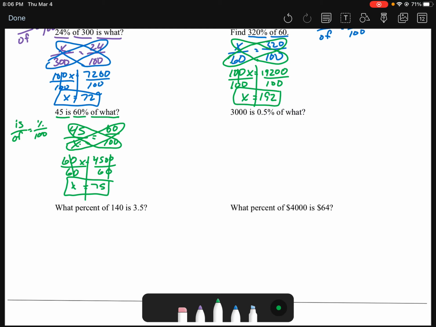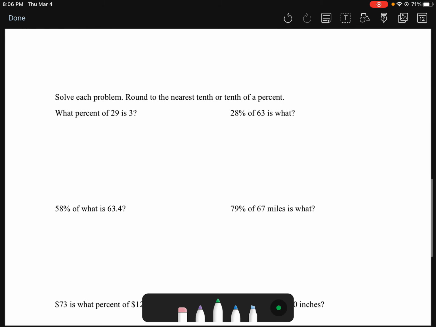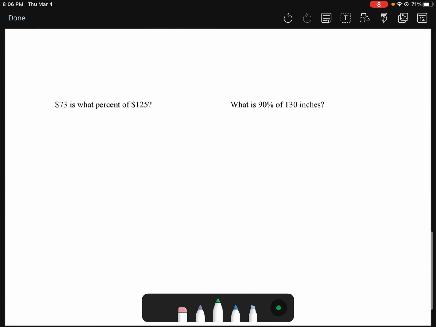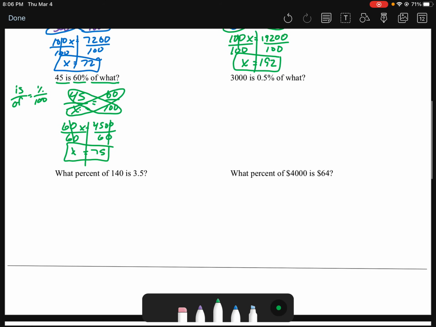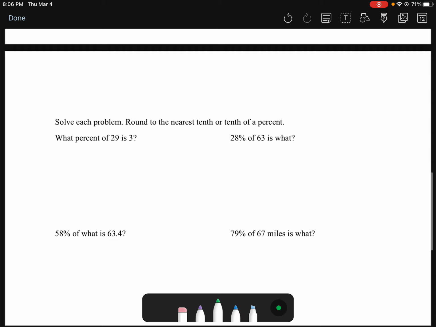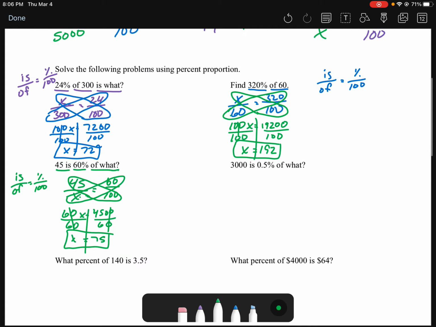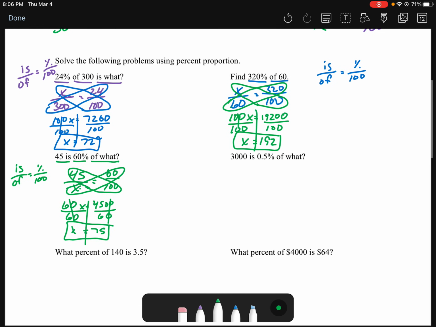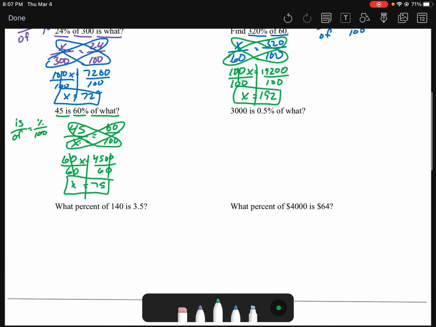All right, I have 9 more problems on this page. Go ahead and try out these 9 problems. Down here, you'll notice in the directions, it says to round to the nearest tenth or tenth of a percent, so make sure you're doing that when you're solving these problems. We'll go over them in class when we see each other again. Okay, bye!